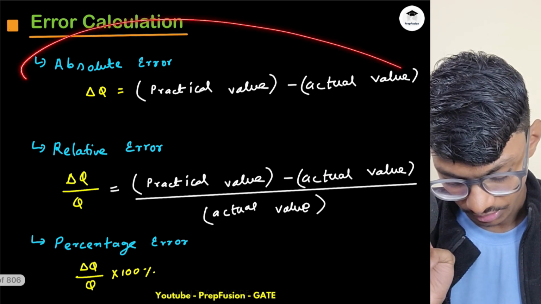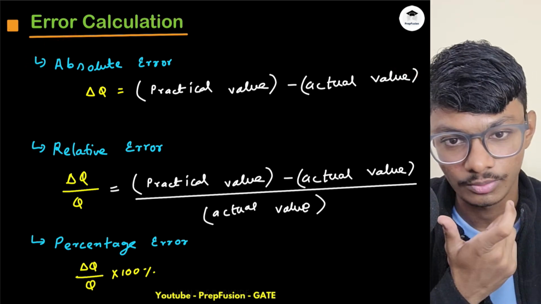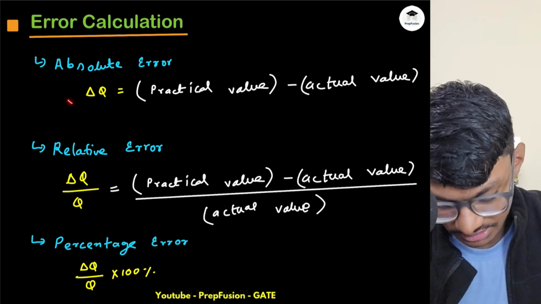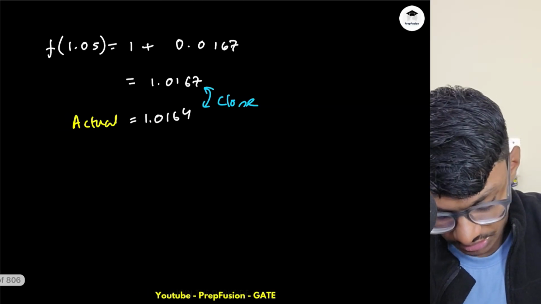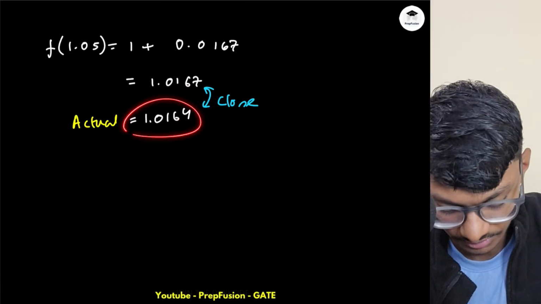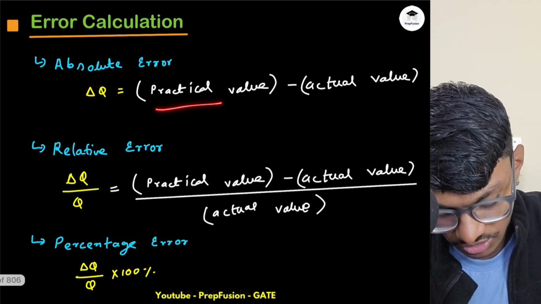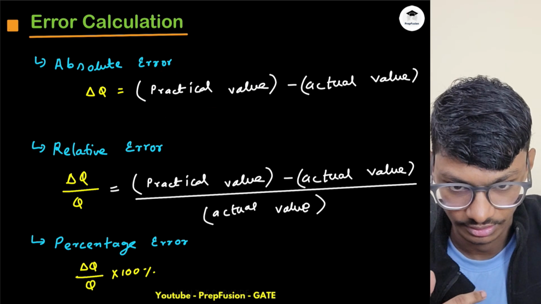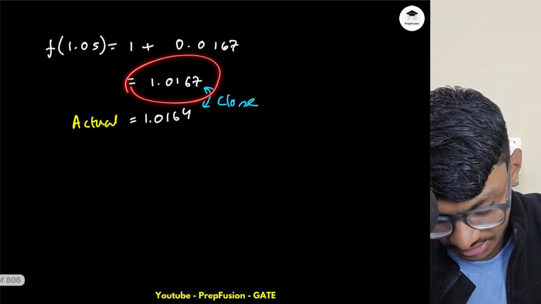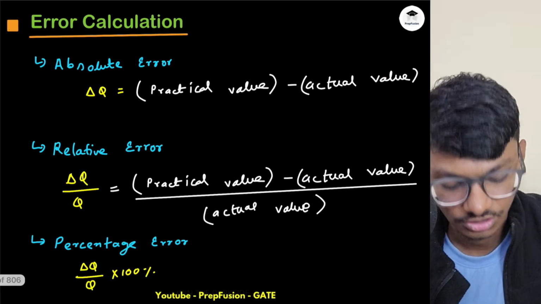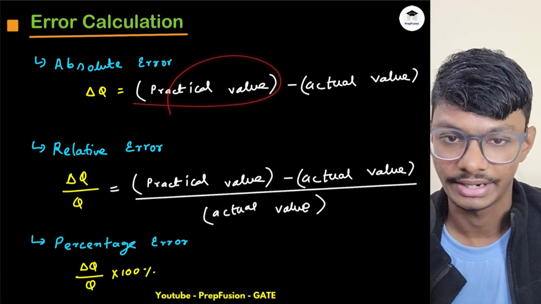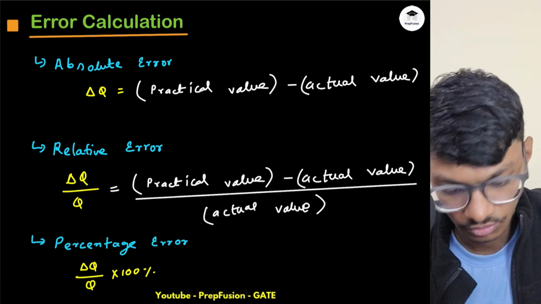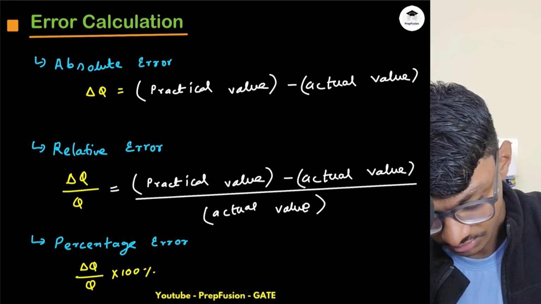Here I have a few notes about error calculation, so simply go through this note. This is the absolute error. The absolute error is this minus this, the practical value minus the actual value, whatever you do, they will give you the error. Practical is this 1.0167 and actual is this. When you go to the labs, you measure the practical value and compare with the actual value from theoretical results. So this is the absolute error, or they may also say the deviation from the actual value.